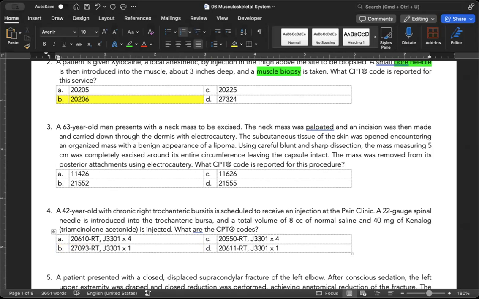Number three, we have a 63-year-old man that presents with a neck mass to be excised. The neck mass was palpated and an incision was made and carried down through the dermis with electrocautery. The subcutaneous tissue of the skin was opened, encountering an organized mass with a benign appearance of lipoma. Using careful blunt and sharp dissection, the mass measuring 5 centimeters was completely excised around its entire circumference, leaving the capsule intact. The mass was then removed from its posterior attachments using electrocautery.